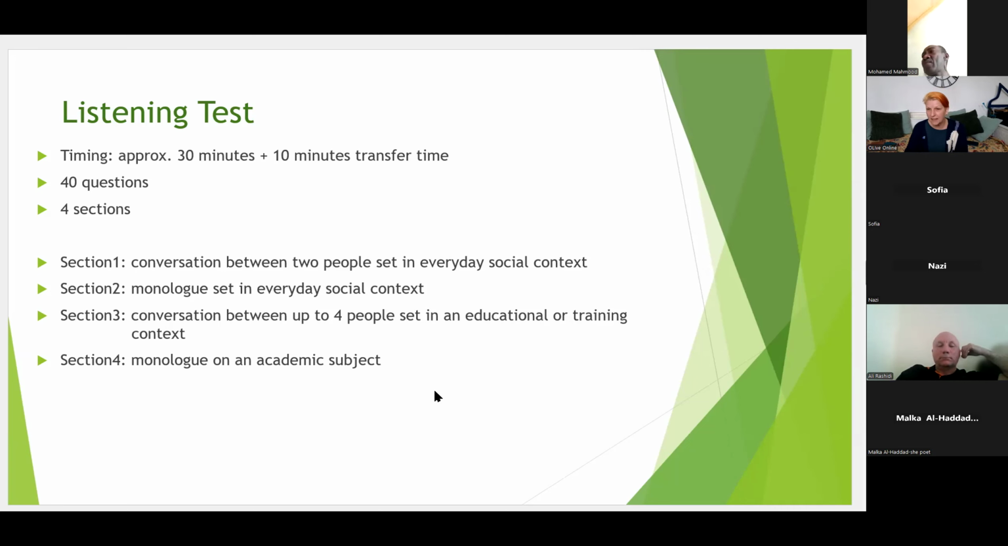And then the fourth is a monologue on an academic subject, which is basically an oral version of one of those documents from the reading test. So it's at the same level. It will be on an academic subject, but at a common level. So no specialist knowledge required.